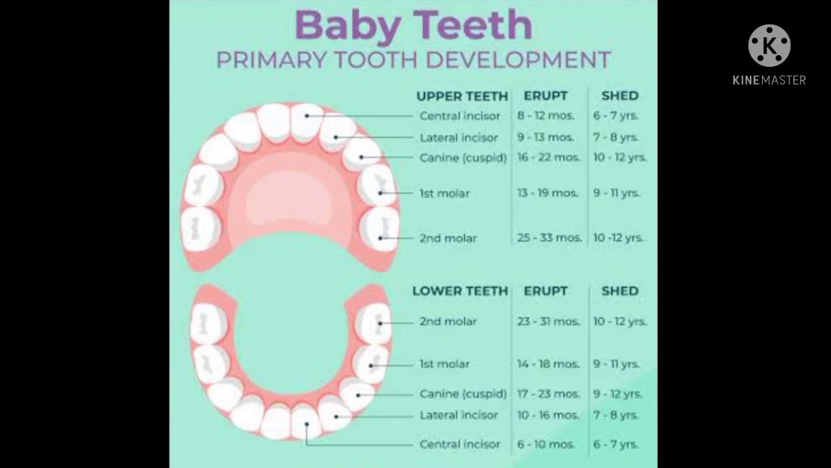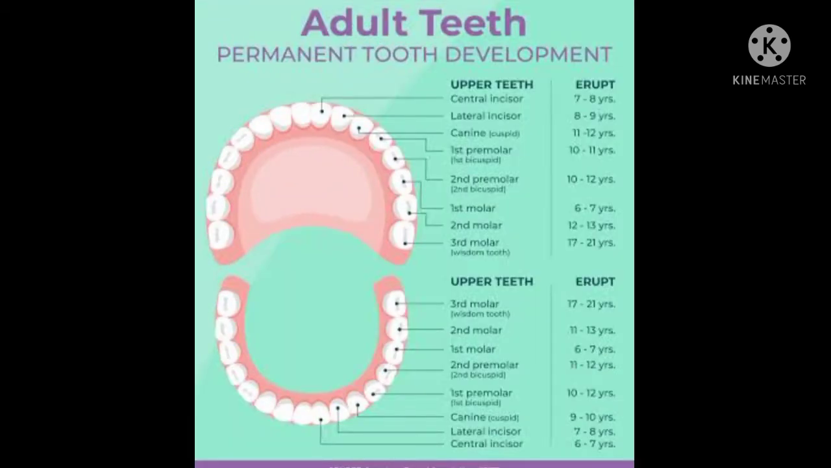Somehow the upper teeth and the lower teeth erupt at the same age, and they shed off also at the same age, but there is a little difference, not much. Now let's see when the permanent teeth erupt.